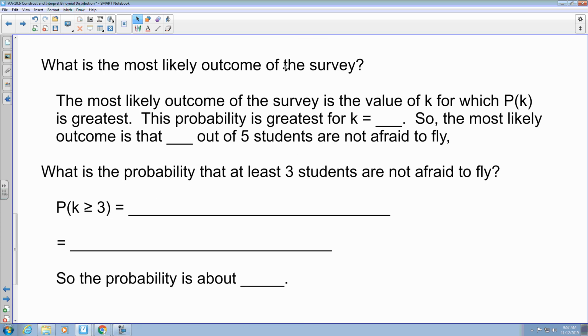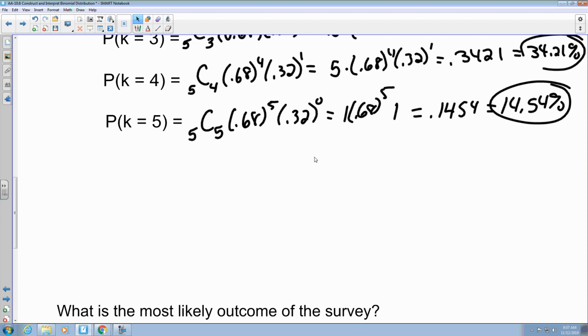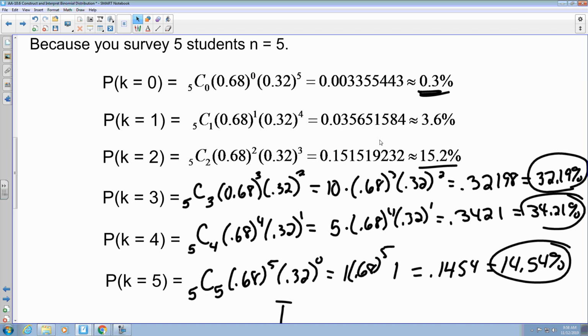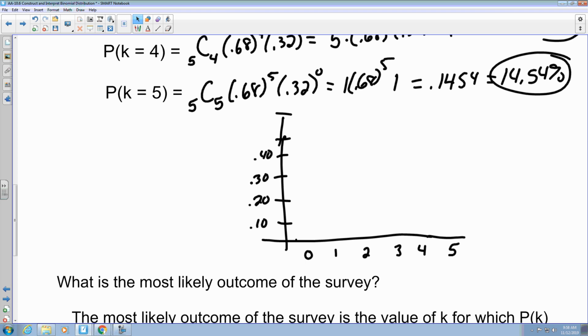Okay, so if we were to draw a histogram for this, let's extend this a little bit and make a graph. We'll say 0, 1, 2, 3, 4, and 5. If you want to put the decimals or the percentages, it's up to you. I'm just going to go 0.10, 0.20, 0.30, 0.40. So when it was 0, it was 0.3, so it was really small.